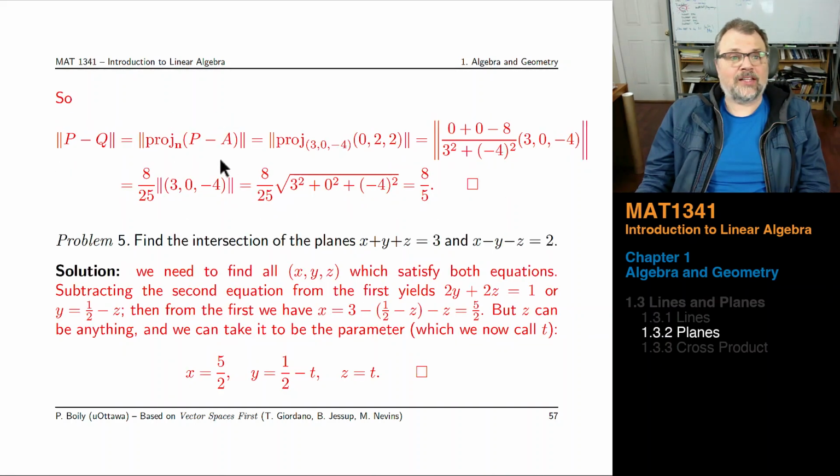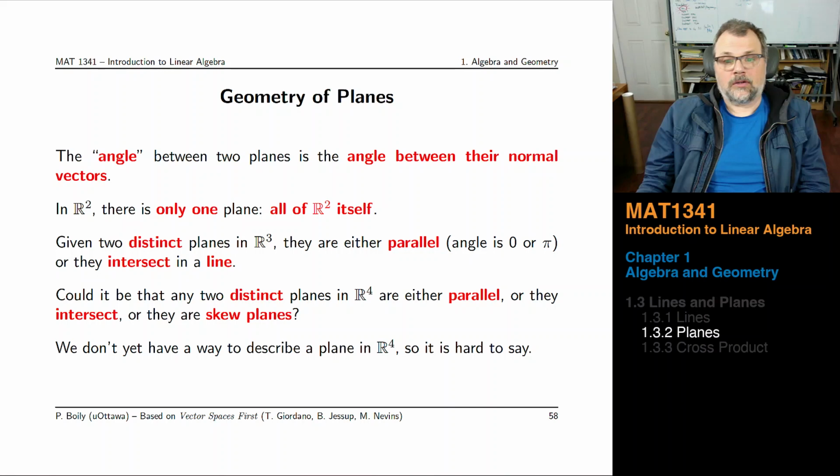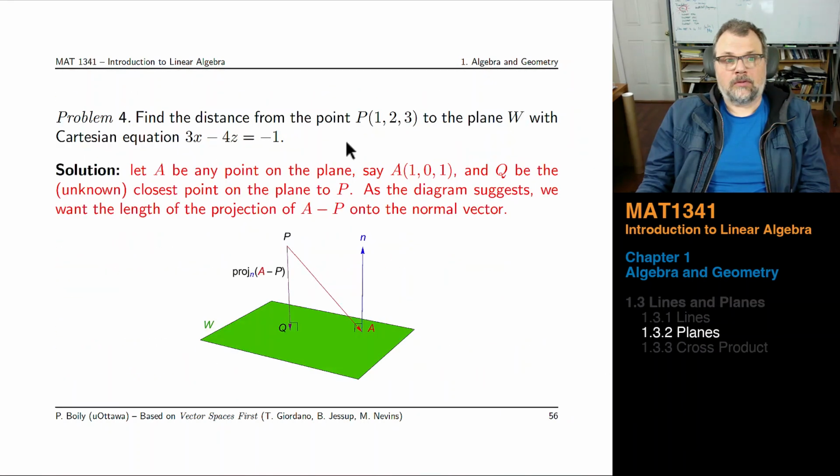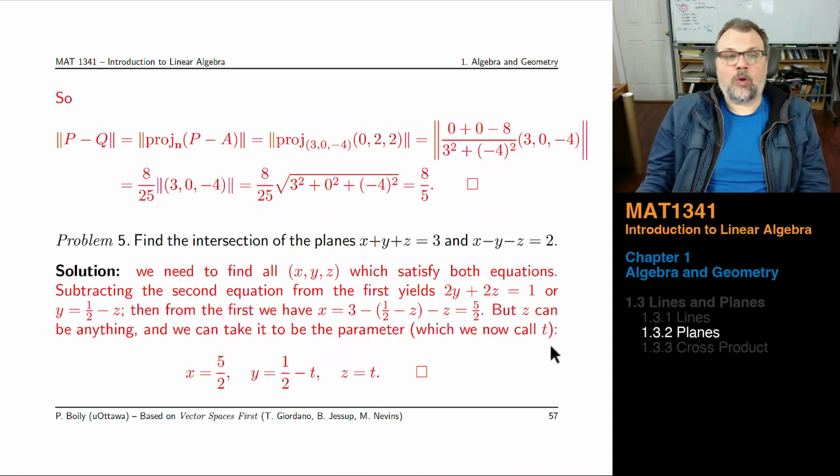You're asked to find the distance from the point to the plane. You know that in theory you need to find this vector q. That would be the closest point, and then you could look at the difference between p and q. But the way we've computed this, we haven't explicitly found the point q. We just found the length of the projection on the normal. Don't get confused by that.